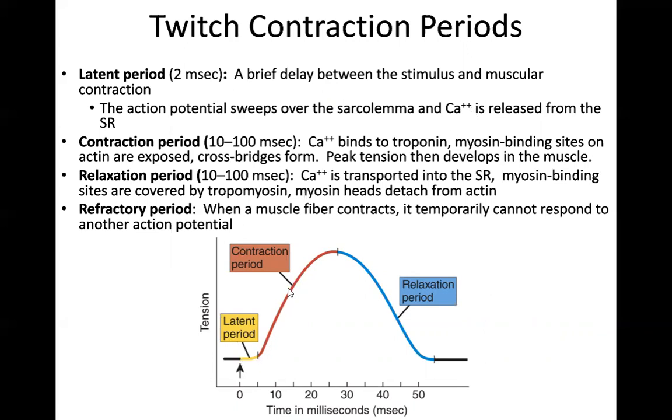And then we develop tension during the contraction period, which can be as fast as 10 or as slow as 100 milliseconds, which sounds really weird to describe 100 milliseconds as slow. But if you just think about it without the M in front, it might make more sense. 10 seconds versus 100 seconds. 100's a lot slower, right? Same thing when we deal with milliseconds, although 100 milliseconds is still fast. It's just not nearly as fast as 10 milliseconds.